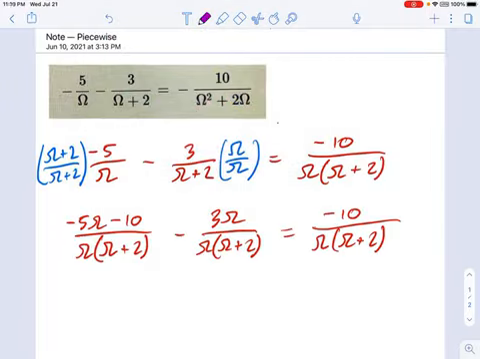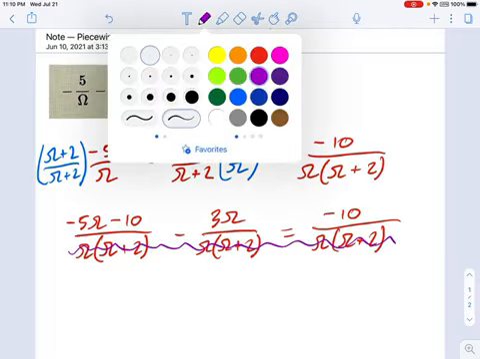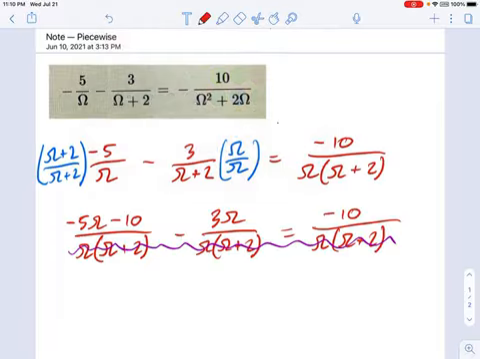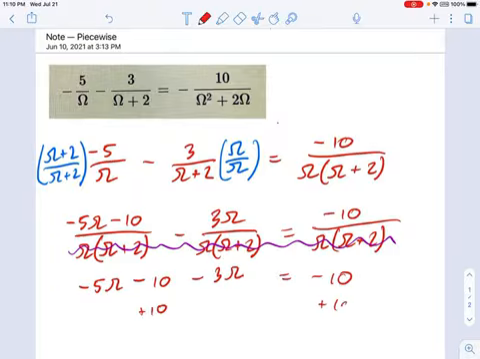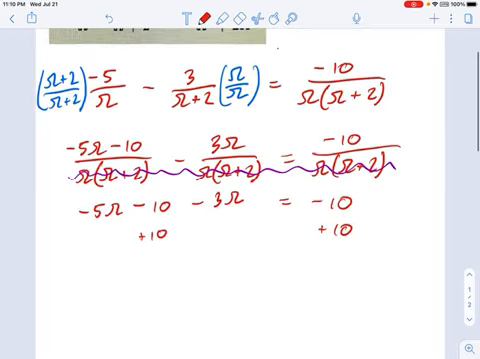And if you take a look, all the denominators are equal, and this is an equation, which means that equal sign lets us do something very special to both sides. We're just going to cross out all these denominators. We can do that. It's like multiplying both sides by omega and omega plus 2. So what's left? We have negative 5 omega minus 10 minus 3 omega equals minus 10. Okay, so I'm going to add 10 to both sides and combine my omegas, and I get negative 8 omega equals 0.